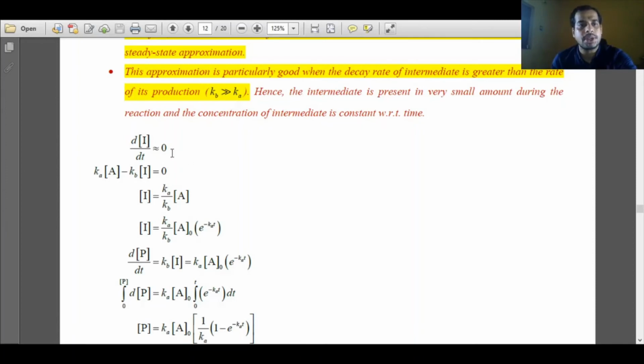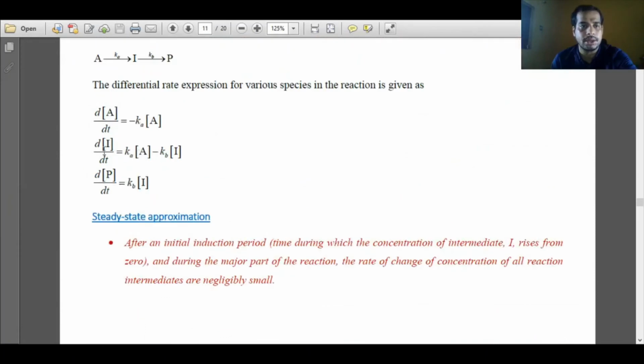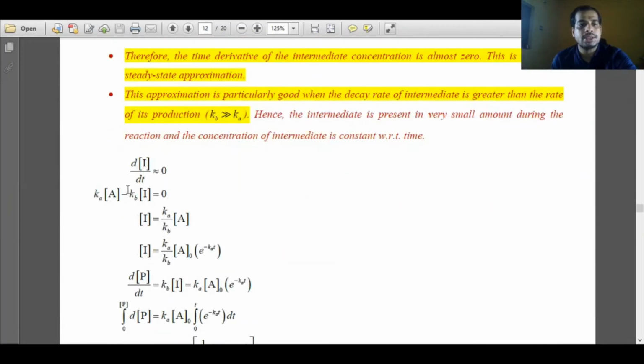Further, after a certain time t, the rate of change of intermediate concentration with respect to time is almost 0. So I can substitute dI/dt equal to 0. dI/dt is the rate law expression, so instead of dI/dt, I can write Ka A minus Kb I. We have already explained the rate law expression for the intermediate. So instead of dI/dt, I can write Ka A minus Kb I is equal to 0.